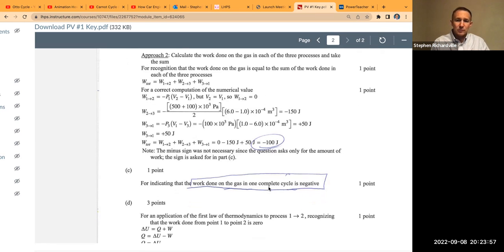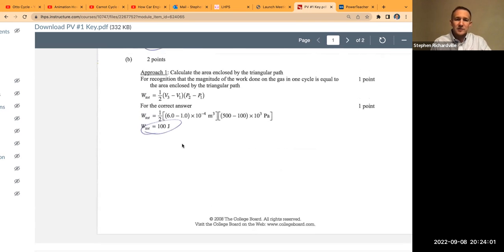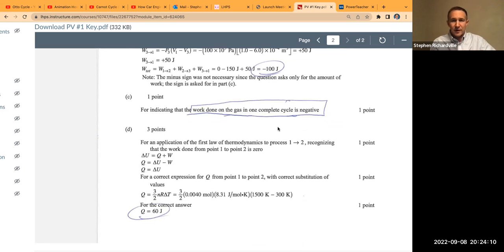The work done on the gas in one complete cycle is negative. So if you're a little confused up here with this positive 100, that's just saying what's the amount, how much work is done. Then down here in letter C, we're actually specifying that number should have been negative. If you put negative on the 100, you wouldn't be taken off. It wouldn't be points off.